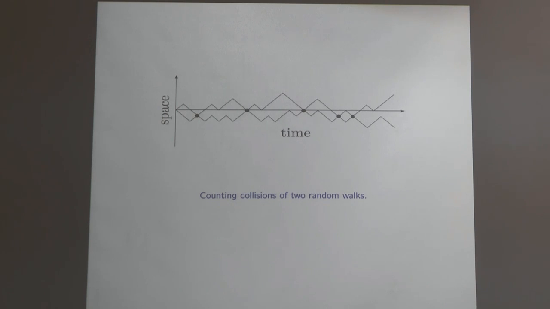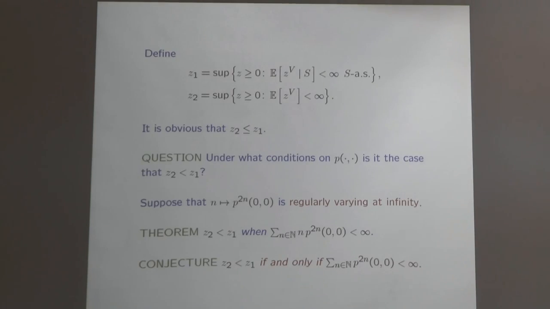Now, what are we going to do? We're going to do the following. I'm going to take a number z, which is non-negative, and I'm going to take the expectation of z to the power v. So this is a kind of moment generating function of this random variable v, where if I would replace z by e to the something, okay? And I'm asking how big can I make this number z before this expectation explodes? And that number I will call z2.